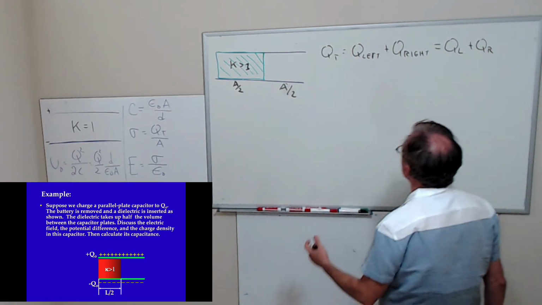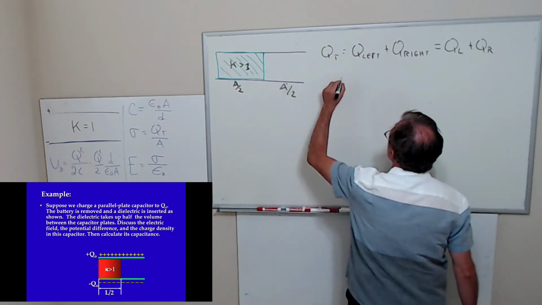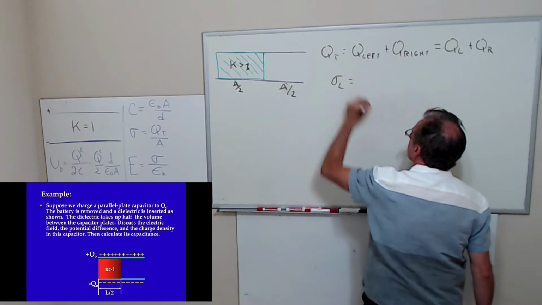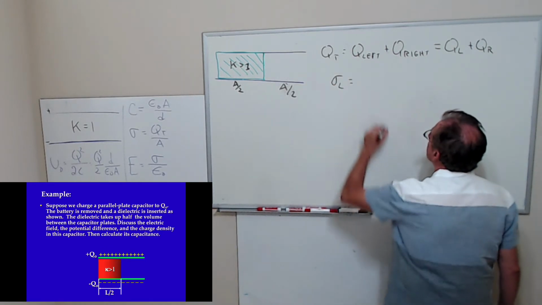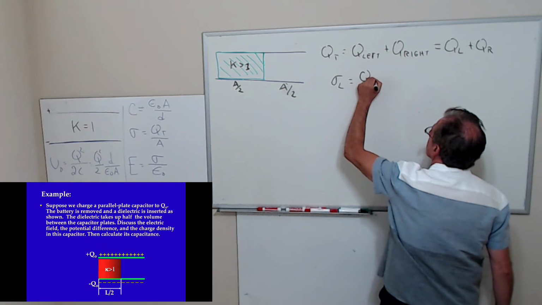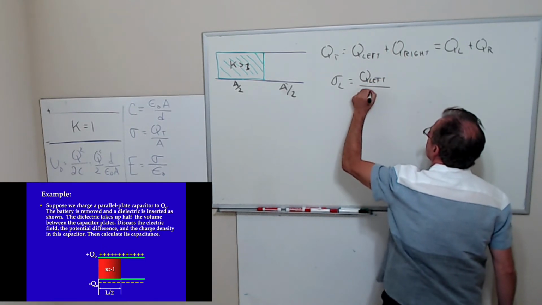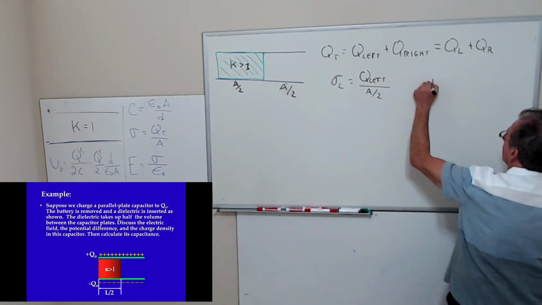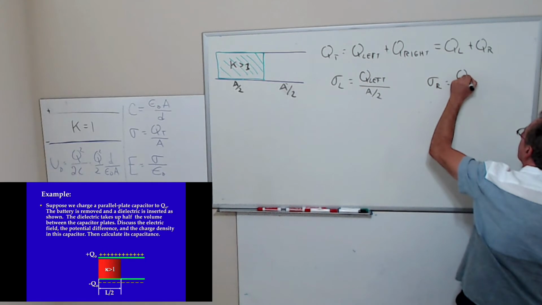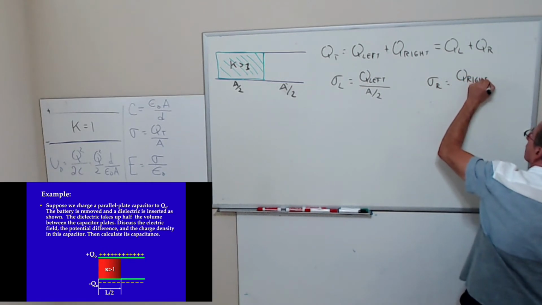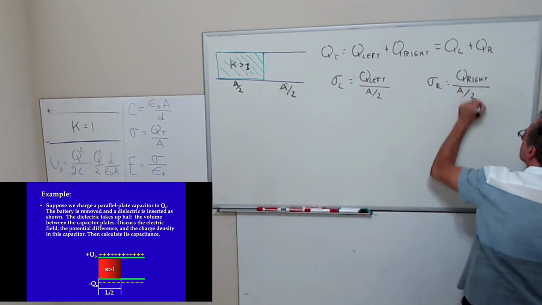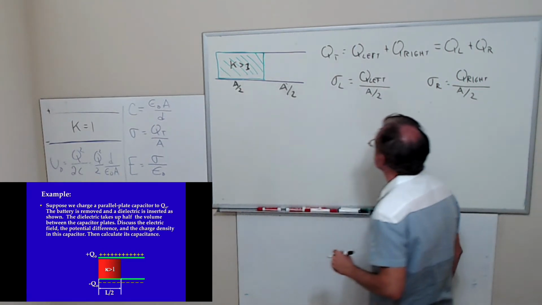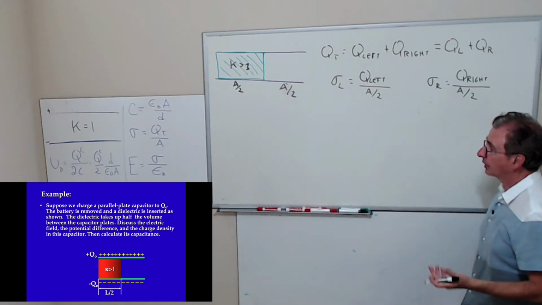We can also say something about the charge density. The charge density on the left, sigma left, is going to be equal to Q left over A over 2. And sigma right is going to be Q right over A over 2, because this takes up half the area of the plates. What else can we say?